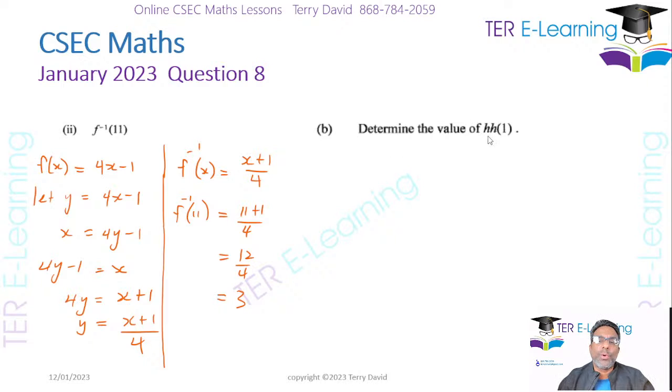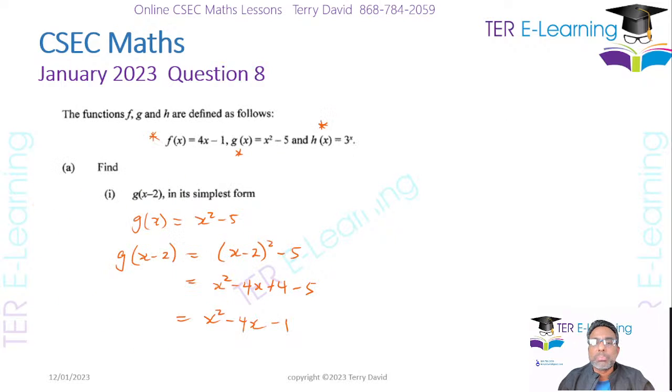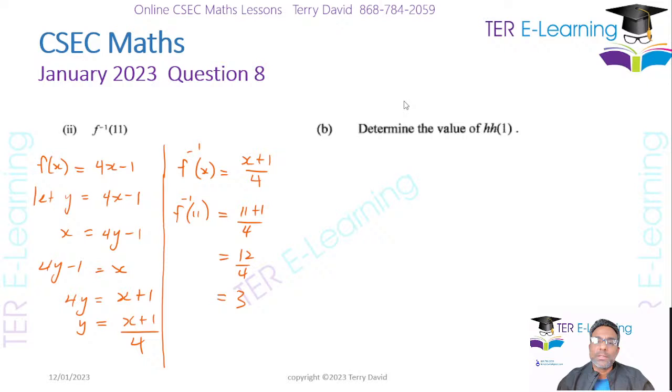In part B, you want to work out h of h of 1. What is h? h of x is 3 to the power x. Now, if you want to work out h of h of 1, this is what we call a composite function. So what I would do is find h of 1 first. This is going to be 3 to the power 1, which is 3.